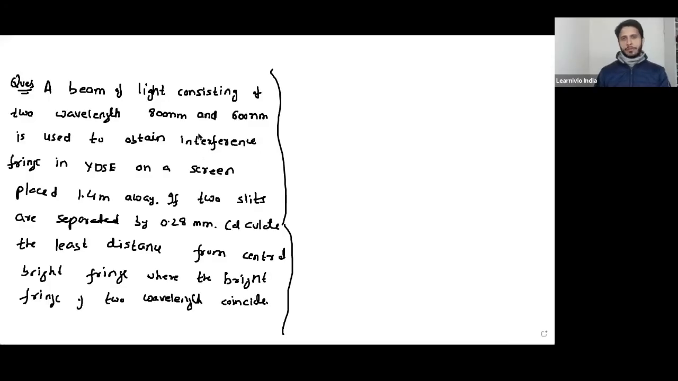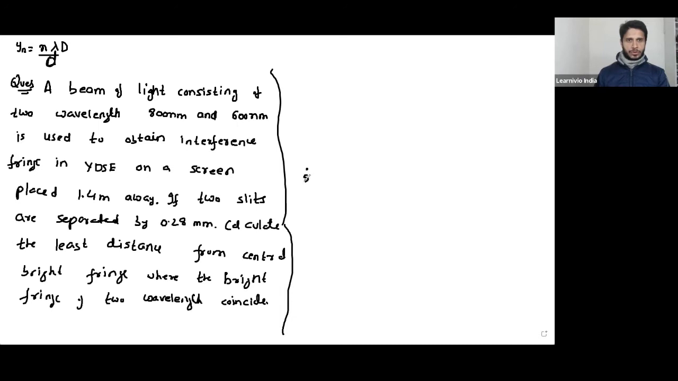So in this numerical, we will use some relation that we have derived in the last class, like the separation of nth bright fringe from central maxima is n lambda capital D divided by small d. This we did in the last class. Now in this question, instead of one single source, two sources are given simultaneously.